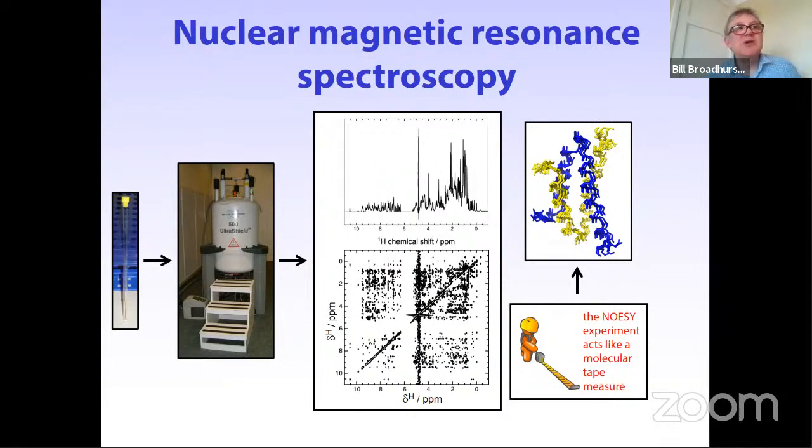This spectrum reports on hundreds of different hydrogen atom environments in our protein. It's also possible to run more sophisticated experiments that measure the separation between pairs of hydrogen atoms in our protein sample, and then use all of those distances we've measured to calculate atomic resolution models of the structure of our protein.